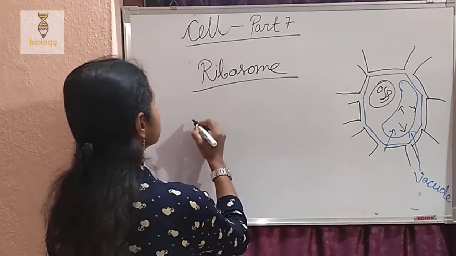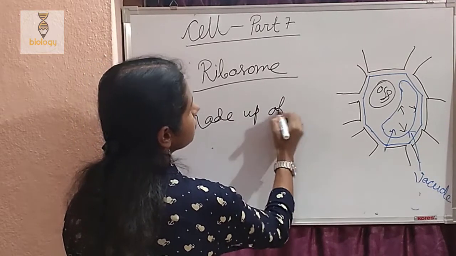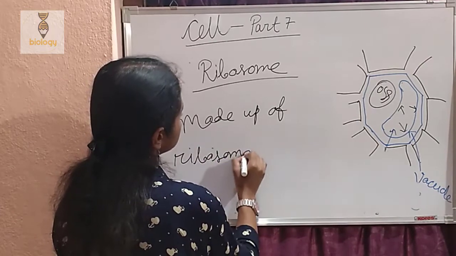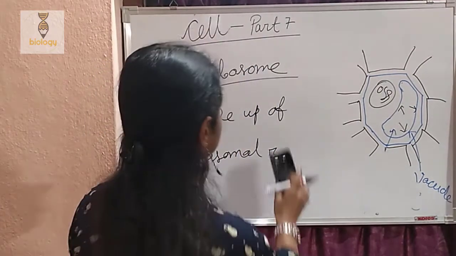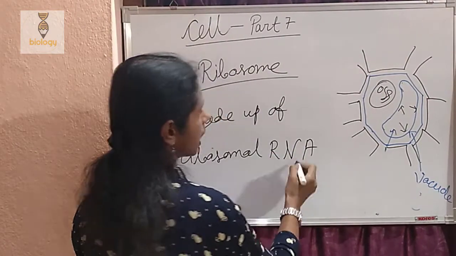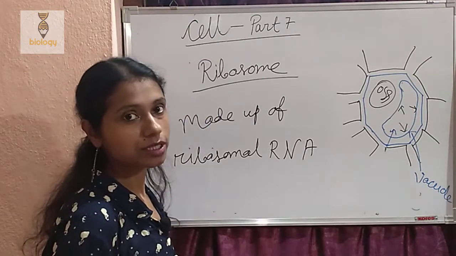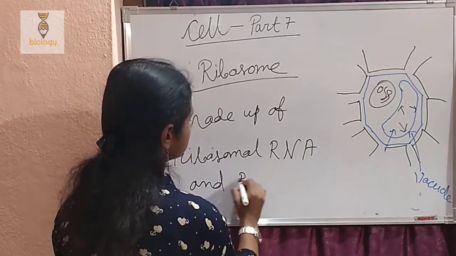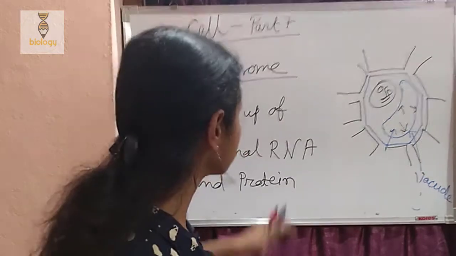It is actually made up of ribosomal RNA. RNA means ribonucleic acid, another genetic material like DNA, and protein. Okay, so it is made up of these two things.